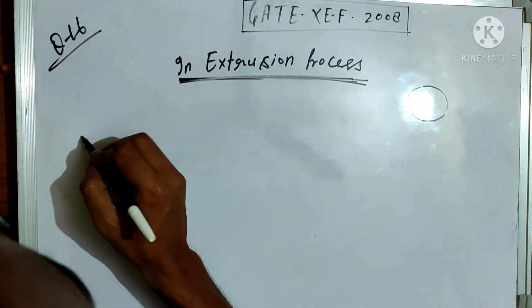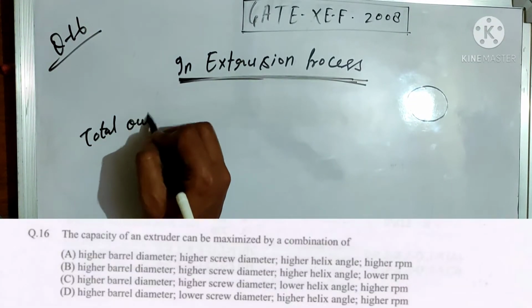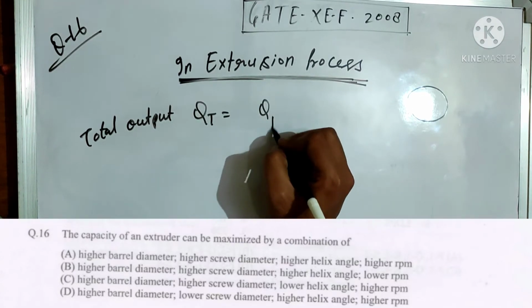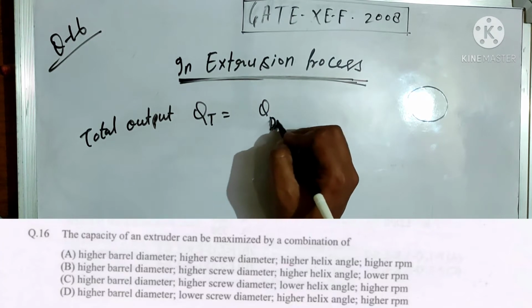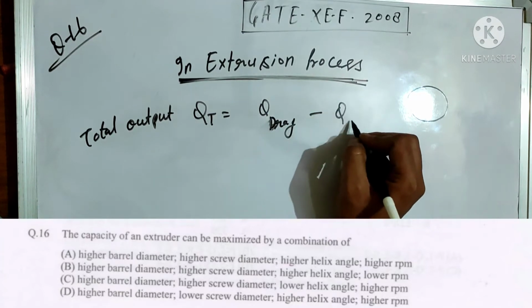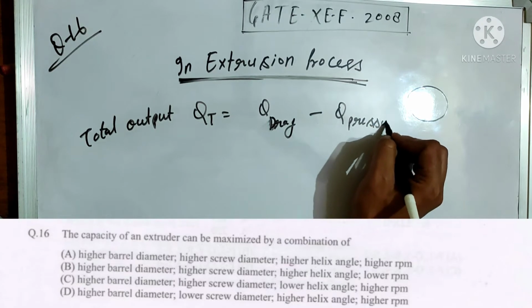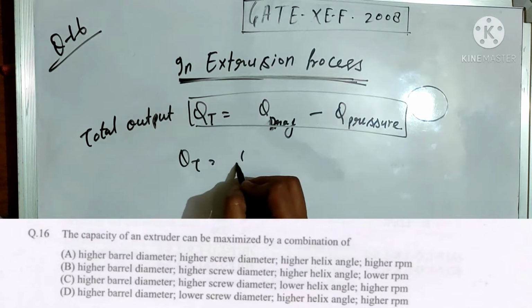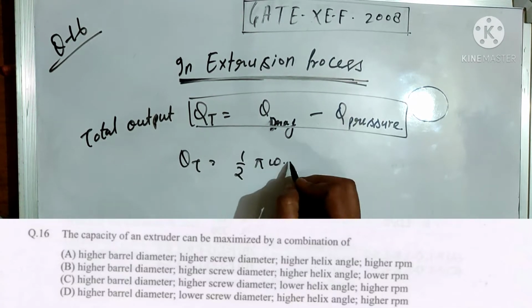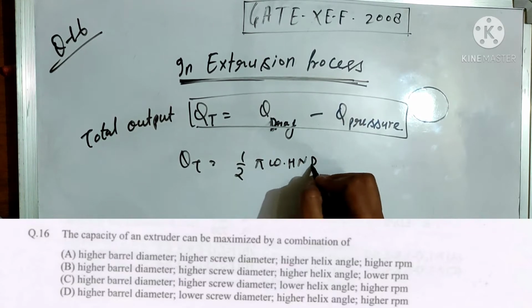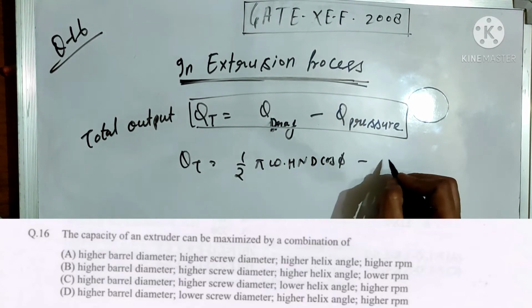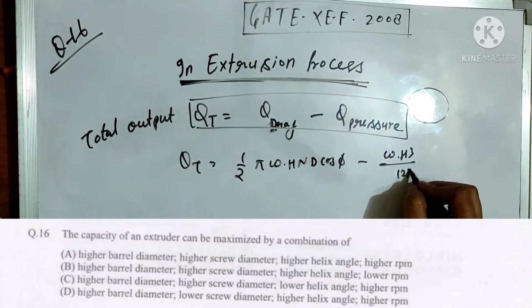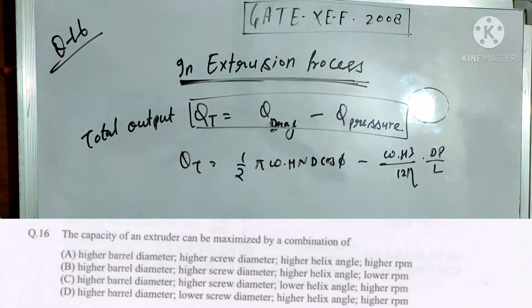In the extrusion process, the total output Qt is equal to the output due to the drag flow minus the output due to the pressure flow. Then Qt is equal to 1/2 π W H N D cos φ minus W H³ / (12 η) × ΔP / L.